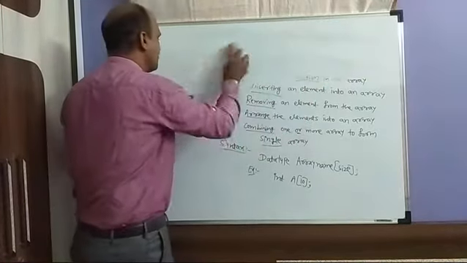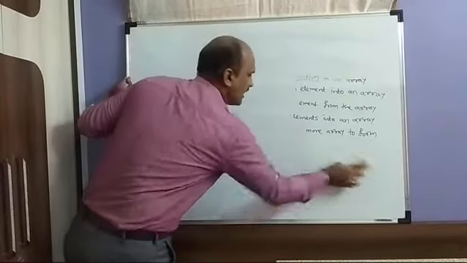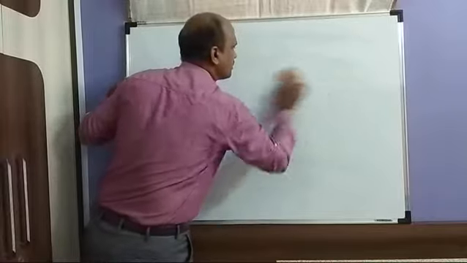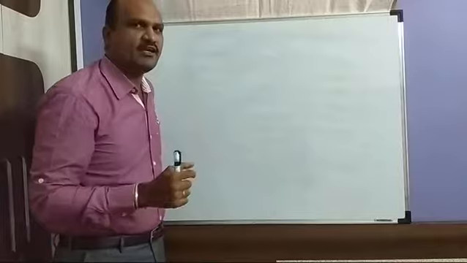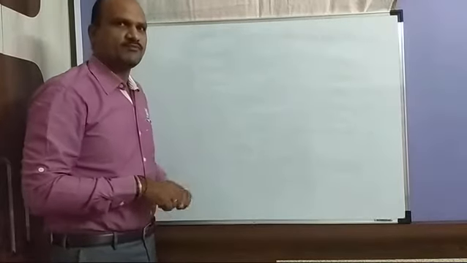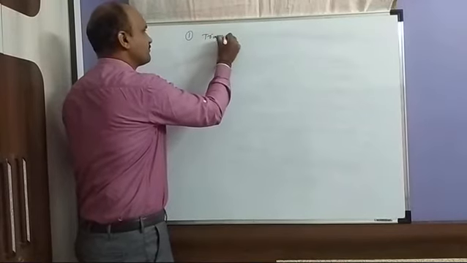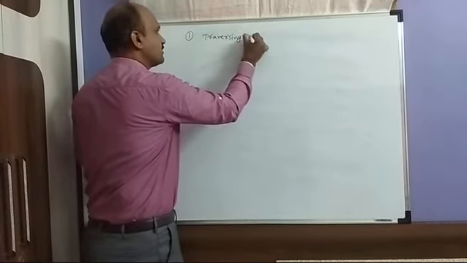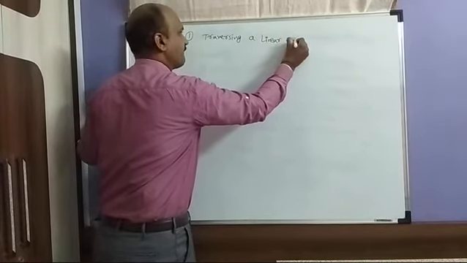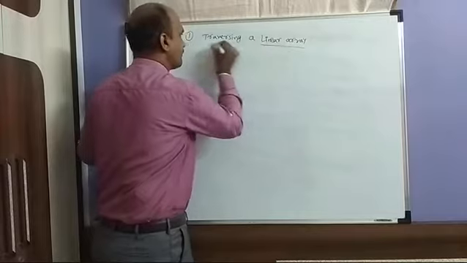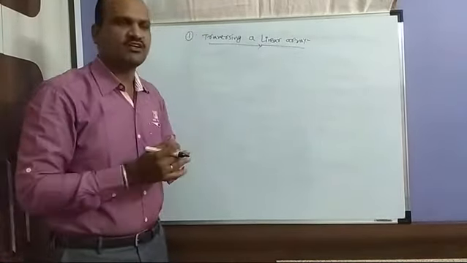Okay, we will go for first one, traversing. So here traversing means each element. So each element has to be counted at least one time. Means each element of the array has to be touched. Okay, so first operation, that is traversing a linear array. We call it a linear array. Traversing a linear array. So what is traversing again?